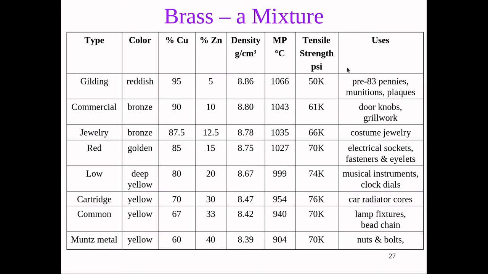So the key takeaway here is that depending on the percentage of these two components, we can get different kinds of properties. And once we understand how changing the percentages changes the properties, we can even tailor a material that's going to have the properties that we need for any specific application.